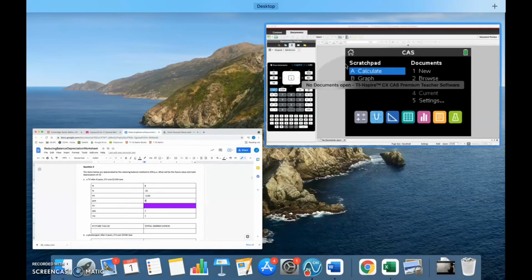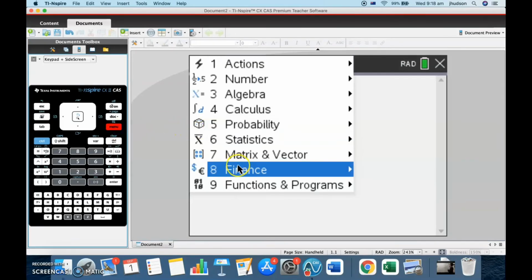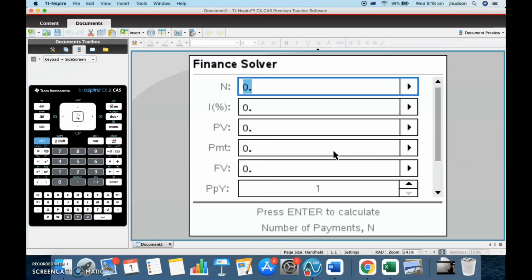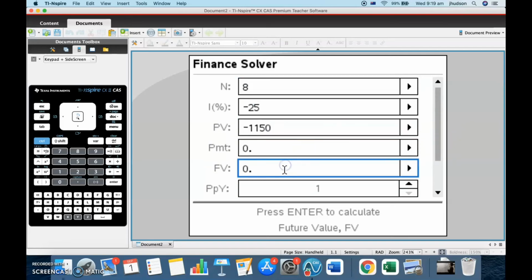Let's do that now. And remember, if you don't know how to get into it, we go Menu, Finance Solver, and there we go. Here's the table that we had before. The number of years was 8. The interest rate was minus 25. The value was minus 1150. Making no payments. We want to know the future value, so I'll leave that one. And we're going to have 1 PPY and 1 CPY. Alright, if we press enter, it should tell us our future value.